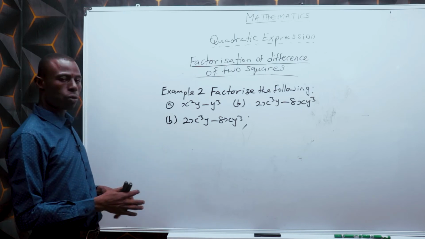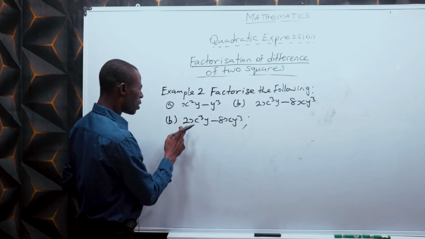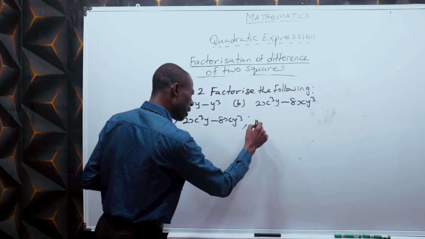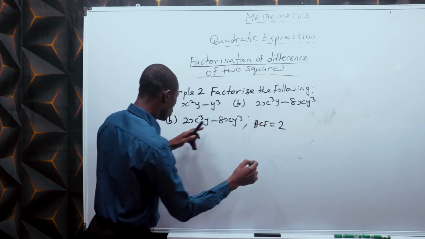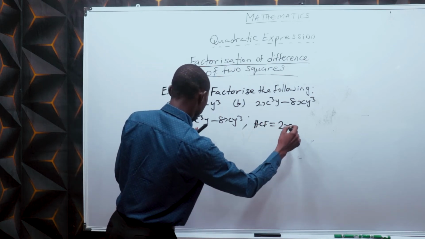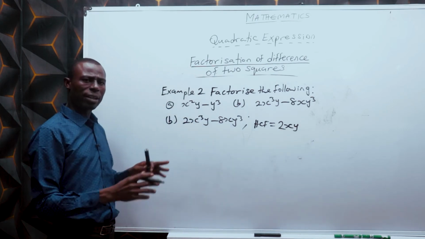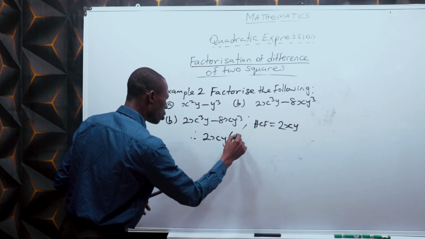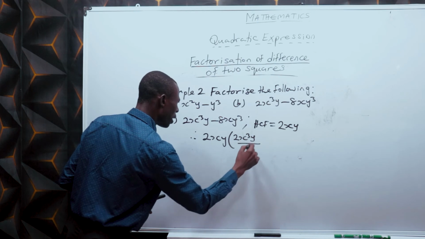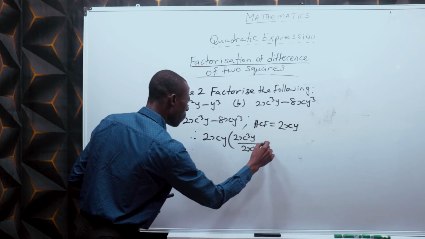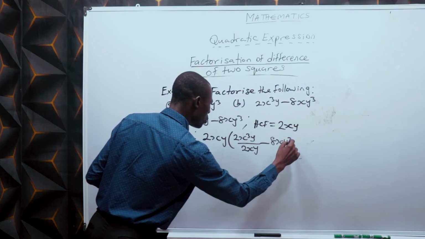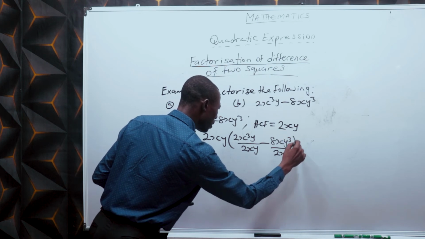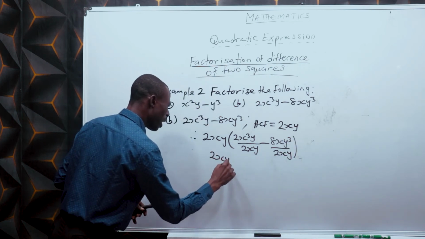Question B of example 2. Factorize 2x cubed y minus 8xy cubed. The HCF here is 2. 2 goes in the 2. Also x, then y. The HCF is 2xy. So we have 2xy into 2x cubed y divided by 2xy minus 8xy cubed divided by 2xy.